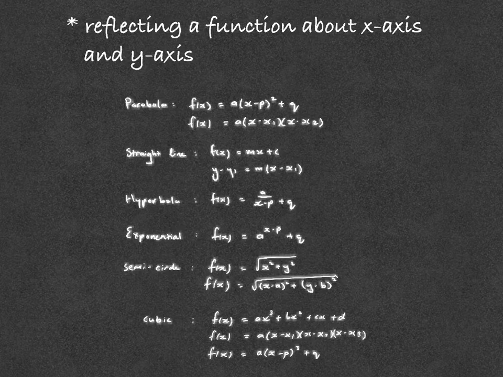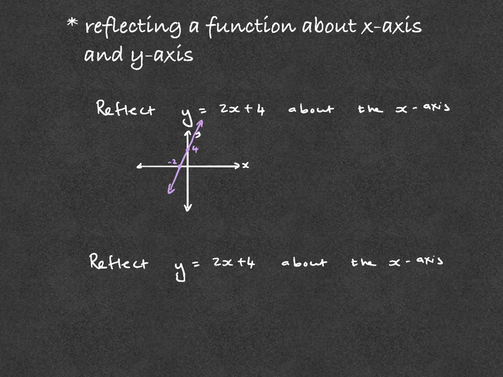Okay, and now we're going to look firstly at what happens if you reflect about the x-axis and the y-axis. Let's quickly look at what happens if I reflect a straight line about the x-axis. If you've got a straight line like y equals 2x plus 4, you've got the x-intercept of minus 2 and the y-intercept of 4. What's going to happen if I reflect about the x-axis? Well, that means my x-axis is going to be like a mirror, right? And there's a mirror reflection then. So our straight line is going to look something like that. The x-intercept will still be there, but now the y-intercept would be at negative 4.